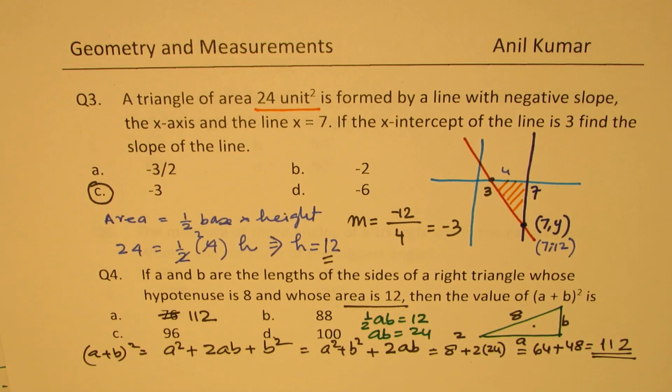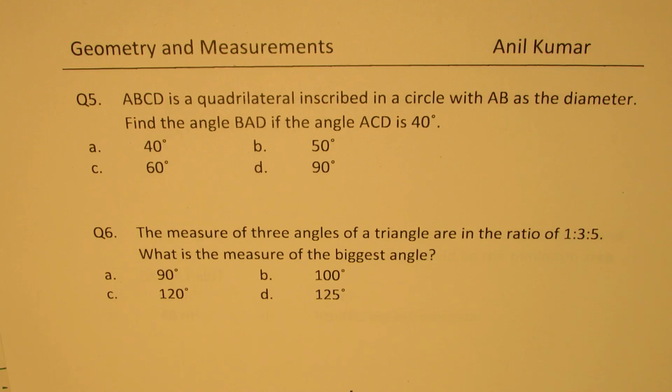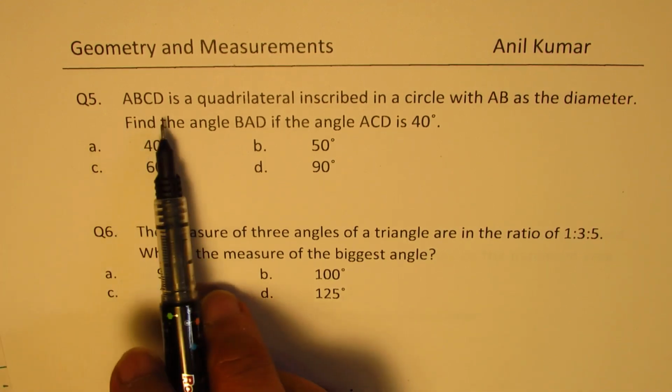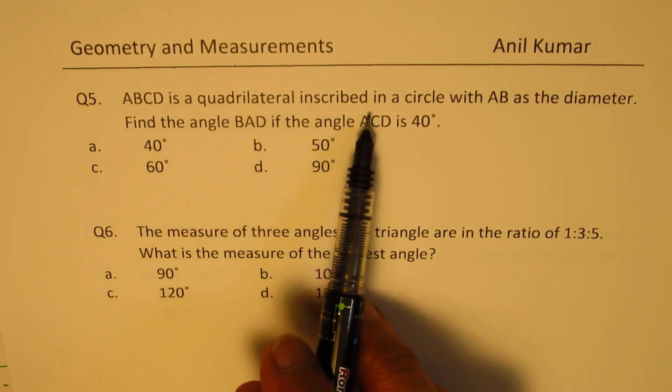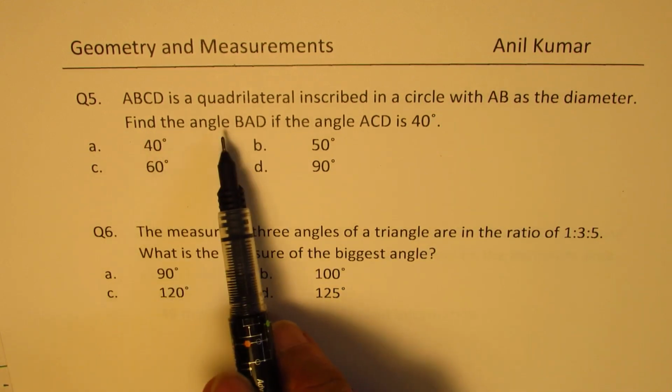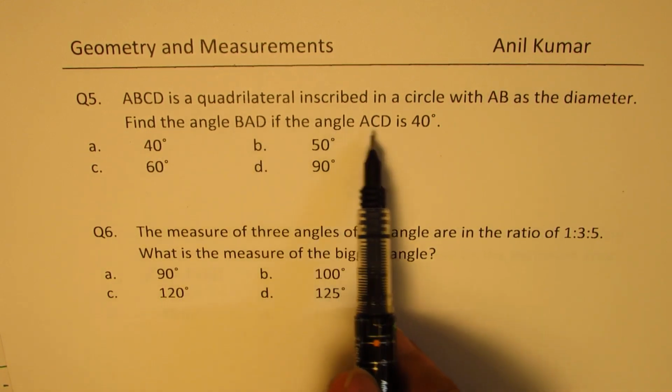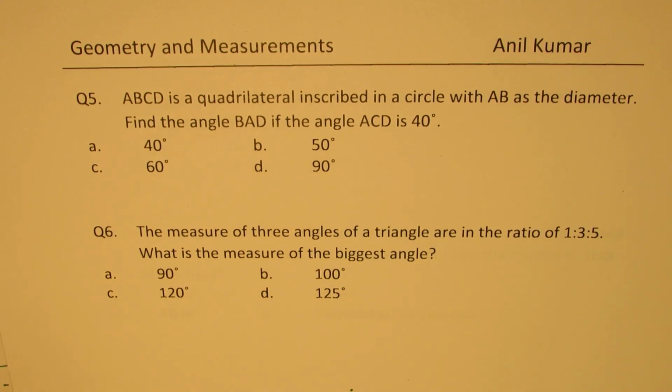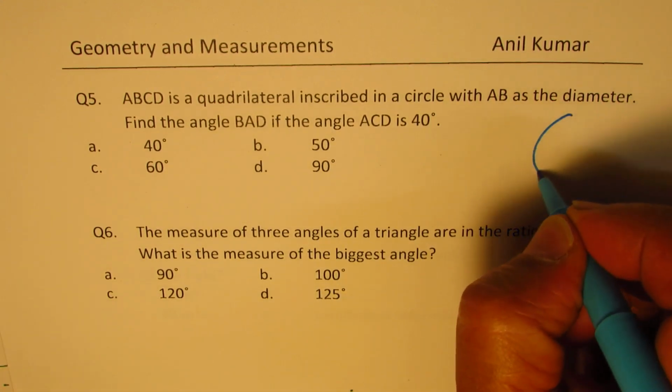Now let's move on and take the next question. Question number 5. ABCD is a quadrilateral inscribed in a circle with AB as the diameter. Find the angle BAD if angle ACD is 40. So it's better to sketch, right? So let's sketch the diagram.